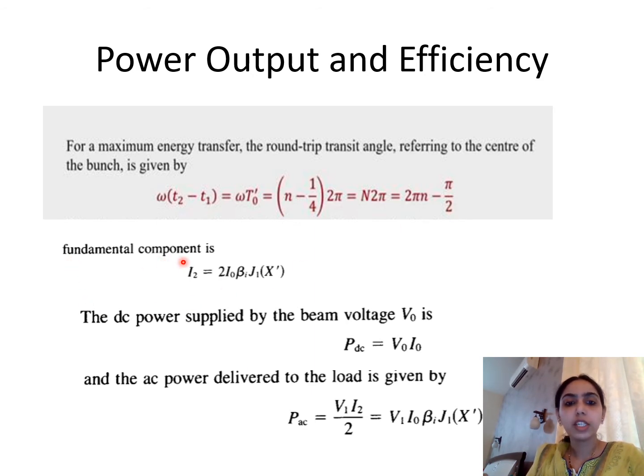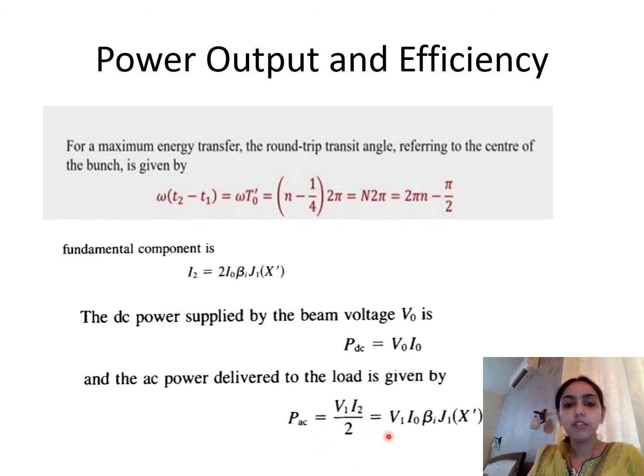We also know the fundamental component of the induced current, I2, is equal to 2I0 beta i J1 of x dash. Here x dash is the bunching parameter of the reflex klystron. This expression is similar to that of the two cavity klystron. Then, in order to find the efficiency, we have to write the expression for the DC power supplied by the beam voltage V0 and the AC power delivered to the load. Since efficiency is power AC divided by power DC, we write PDC as capital V0 into I0, and the AC power delivered to the load as V1 into I2 divided by 2.